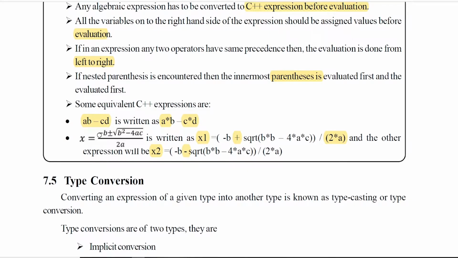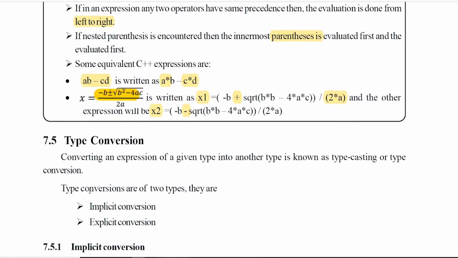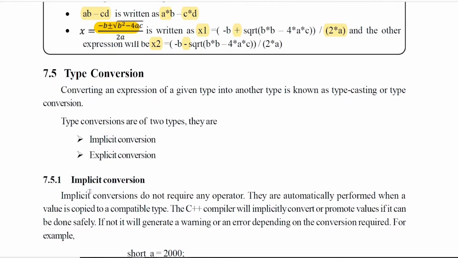This is a normal expression that we have written here. This is a C++ expression which is converted. So, type conversion. What does type conversion mean? When an expression is evaluated, which involves different types, they have to be converted into a specific type. Sometimes it is implicit type conversion.